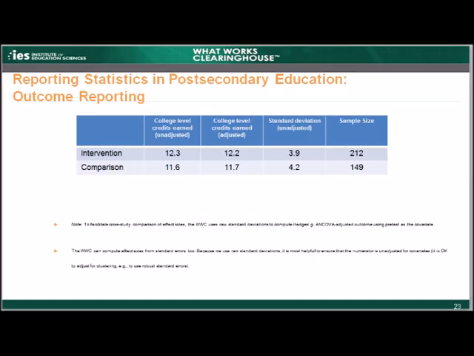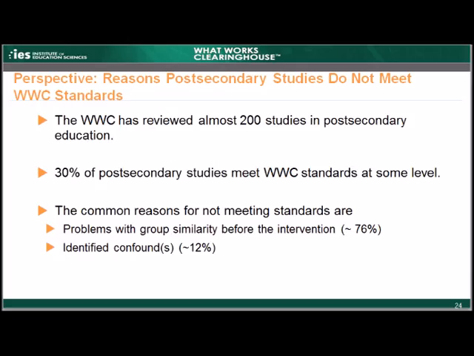To give you an idea of the importance of the baseline equivalence issue, we gathered information on the post-secondary studies the WWC has reviewed to date. As you can see, of the 200 studies we've reviewed so far, about 30% meet standards. And this percentage is slightly higher than the WWC's overall percentage of studies that meet standards, which is about 25%.